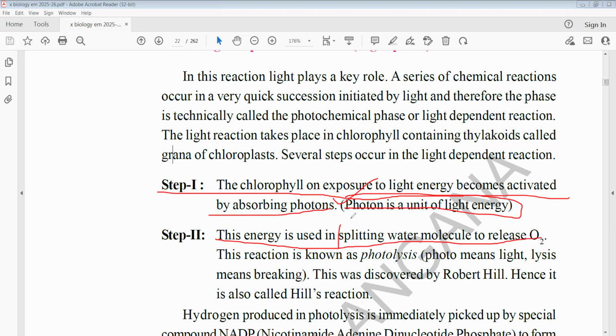We discussed this in the above paragraph. Splitting of water molecule is called photolysis of water. The splitting of water molecule is carried out only in the presence of light, so it is called photolysis of water. This was discovered by Robert Hill. There is a chance for this to come in the examination. Light dependent reactions take place in the grana of thylakoids, and these reactions were discovered by Robert Hill. Hence, they are called Hill reactions.